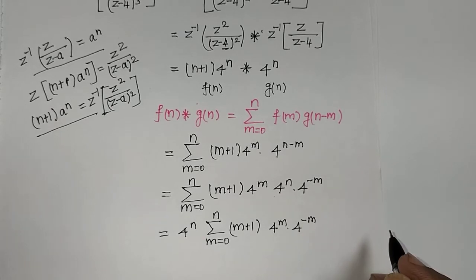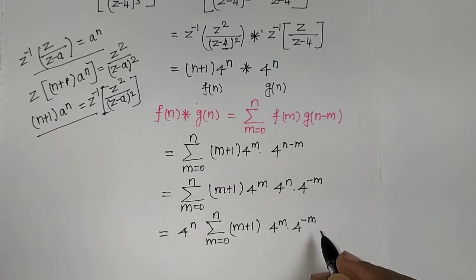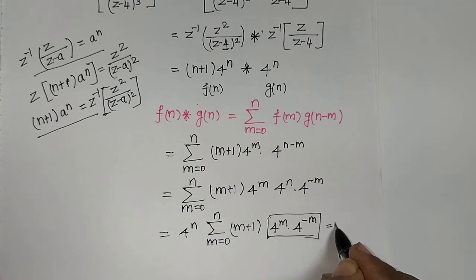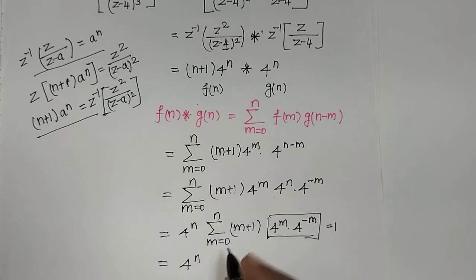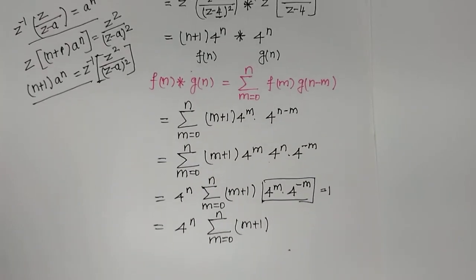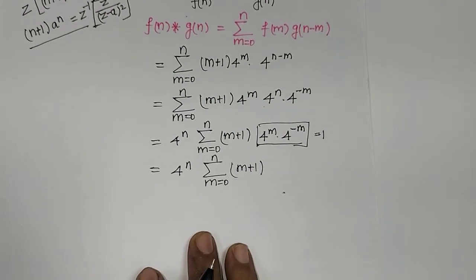4 power m and 4 power minus m means 4 power 0. 4 power 0 is 1. So I am writing 4 power n, sum of m equal to 0 to n, into m plus 1. This is your term. Here I am going to replace m is equal to 0, 1, 2, 3, 4, like that up to n.